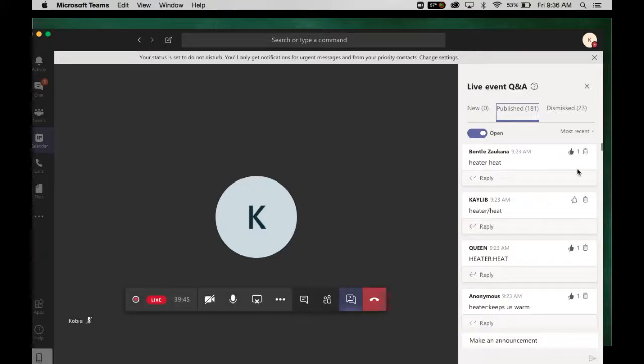All right, we've got Buntle saying a heater obviously supplies heat. Very good. Caleb says the same thing. So does Queen. Very good.